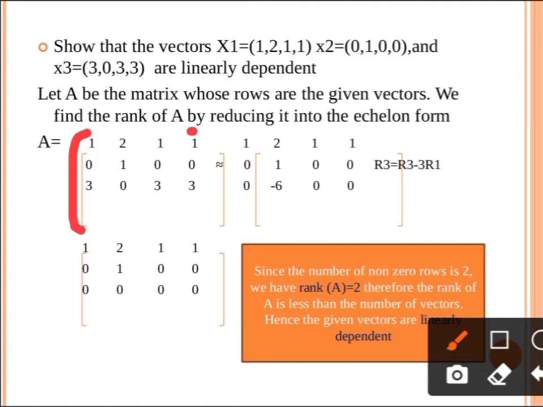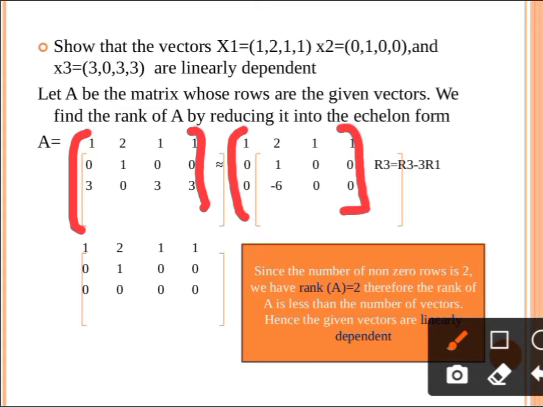This is the matrix and okay, so this is not a square matrix, right? This is a 3 by 4 matrix. So we cannot directly find the determinant and prove that these vectors are independent or dependent. So what we have to do is reduce this into echelon form.